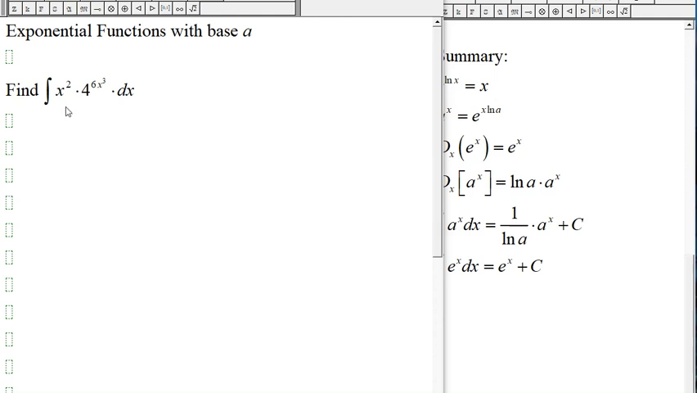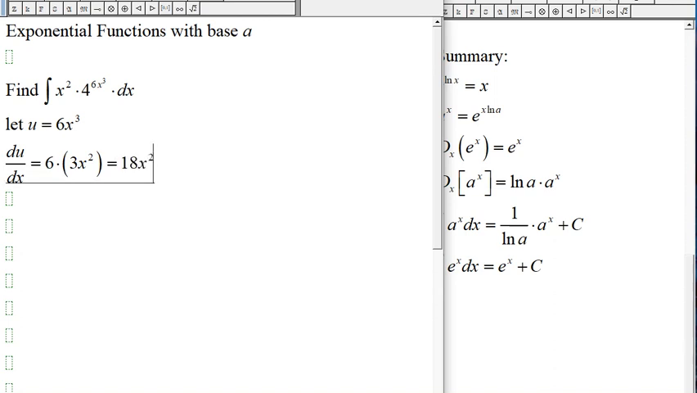Here we have the indefinite integral of x squared times 4 to the 6x to the third. And so we want to find this indefinite integral. And so we use the substitution method. And so here we can let u be the exponent 6x to the third, and then we need the derivative of u with respect to x, so this is 6 times the derivative of x to the third. Derivative of x to the third is 3x squared, and so this will be 18x squared. And so by definition of differential, du is equal to 18x squared times dx.